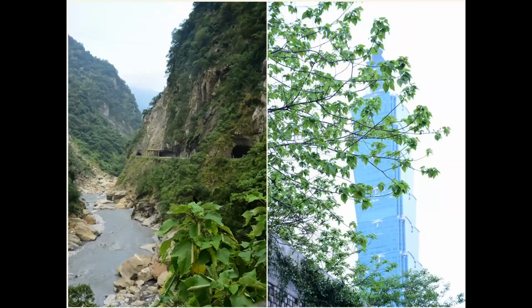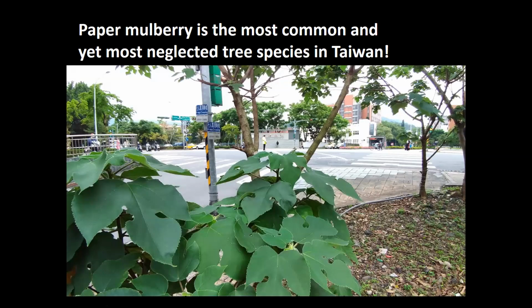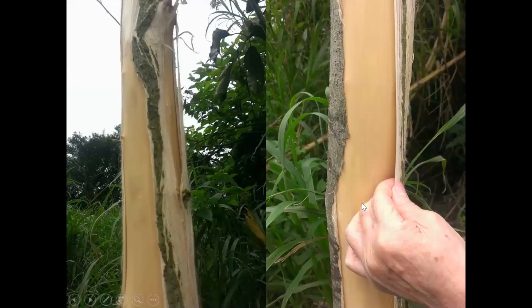But this tree also occurs in some very scenic areas in Taiwan. For example, on the left side is the Taroko Gorge in Taiwan. And this is a tree taken not far away from Taipei 101, the iconic building of Taipei. Okay, paper mulberry is really common, but it's really one of the most neglected tree species in Taiwan. This photo was taken in front of the main gate of Academia Sinica. Many people bypass this tree but never pay attention to it. Okay, this tree also has very, very strong fiber.